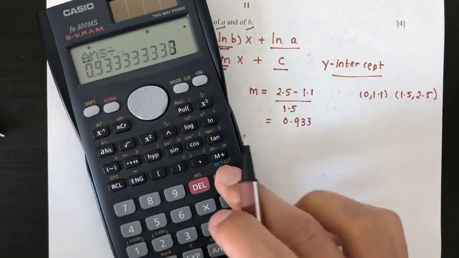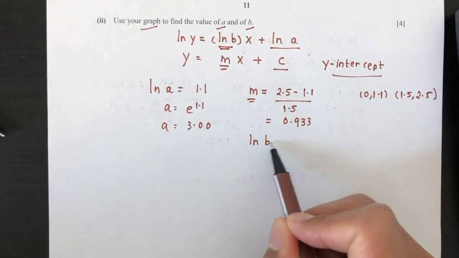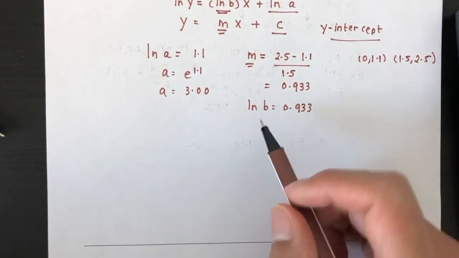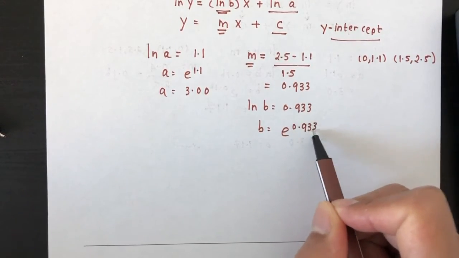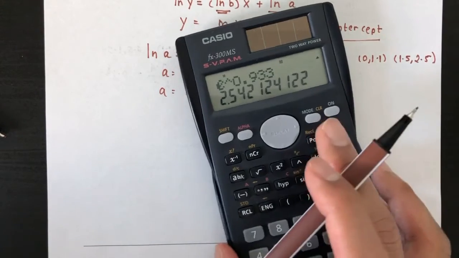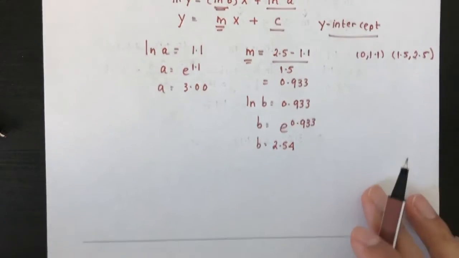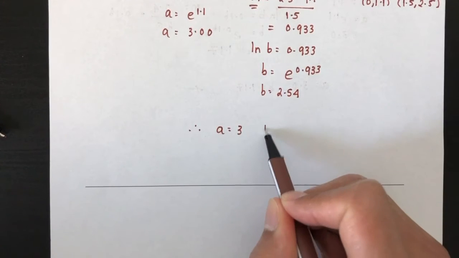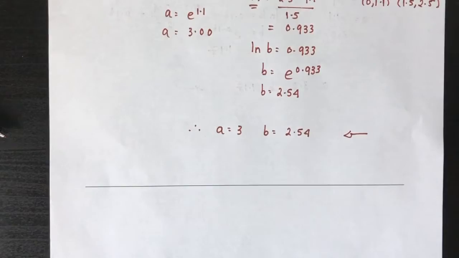That should be 0.933. Now, the value of m is equal to ln b, so ln b = 0.933. But here we have to find the value of b, so b = e^0.933, which should be 2.54. So b is equal to 2.54. That's it for question 9: your value of a is 3, and your value of b is 2.54. Okay, that is question number 9.